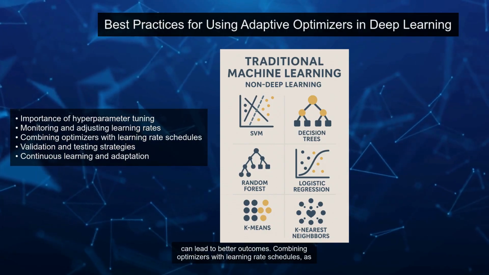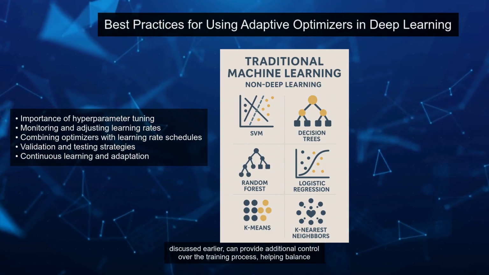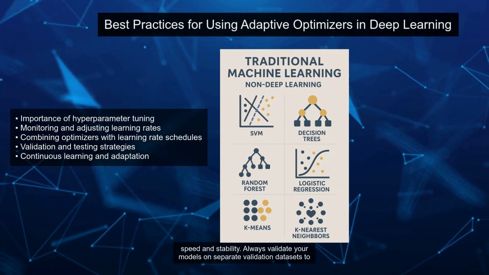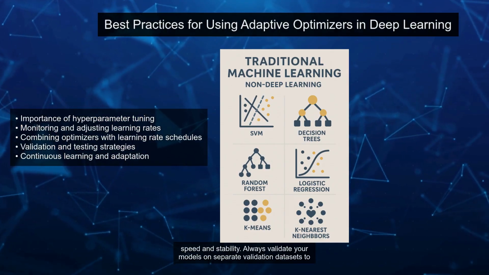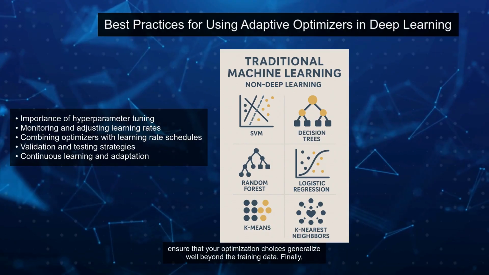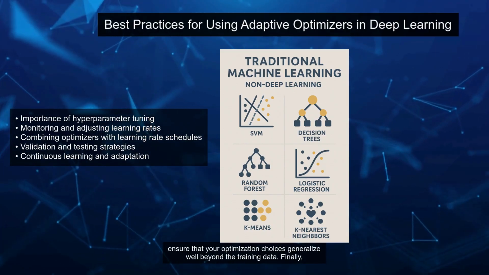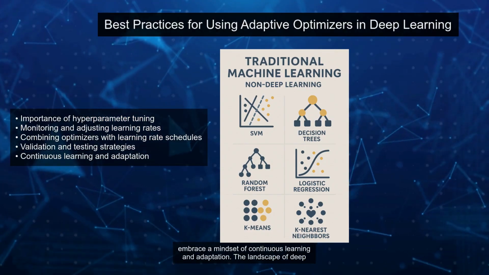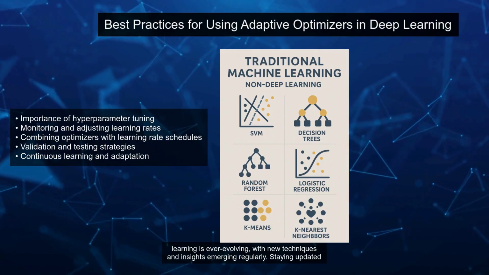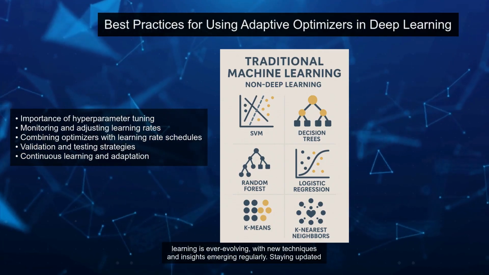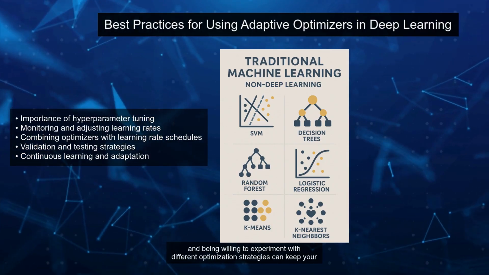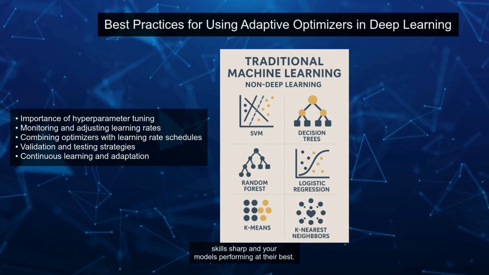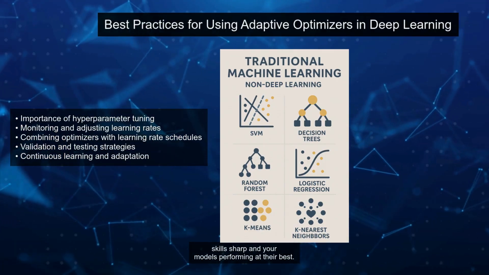Combining optimizers with learning rate schedules, as discussed earlier, can provide additional control over the training process, helping balance speed and stability. Always validate your models on separate validation datasets to ensure that your optimization choices generalize well beyond the training data. Finally, embrace a mindset of continuous learning and adaptation. The landscape of deep learning is ever evolving, with new techniques and insights emerging regularly. Staying updated and being willing to experiment with different optimization strategies can keep your skills sharp and your models performing at their best.